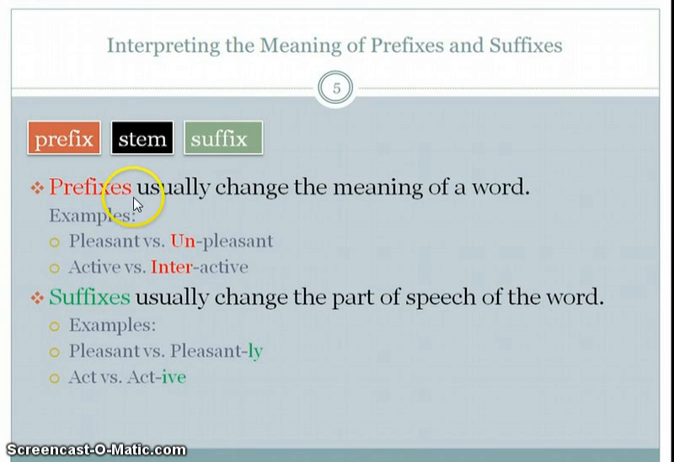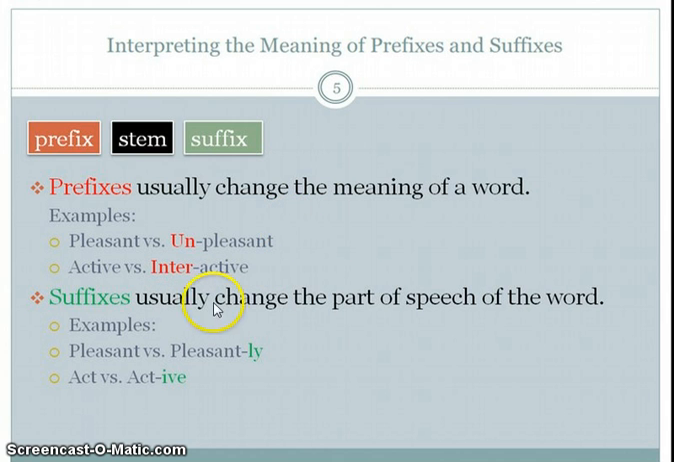So if we look first at prefixes, prefixes usually change the meaning of a word. For example, we have the word pleasant or unpleasant, un meaning not. The party was pleasant or the party was unpleasant. Or we have the word active or interactive. Active, we can be on our own. Inter, we're active with others, between.